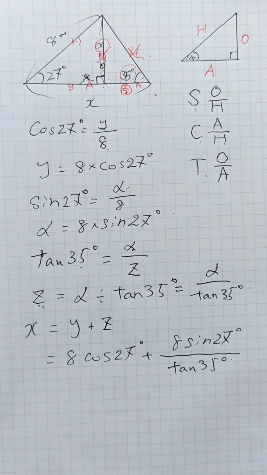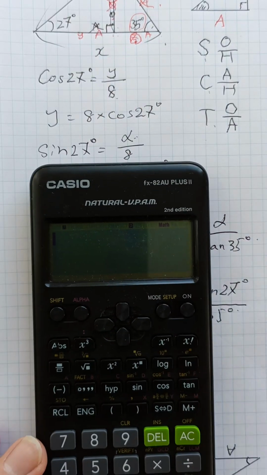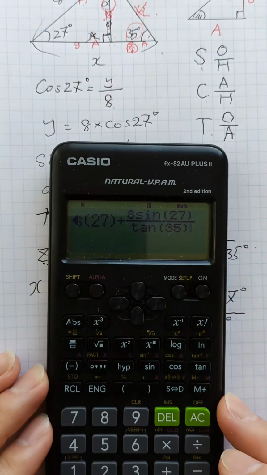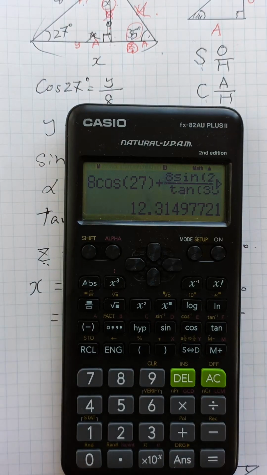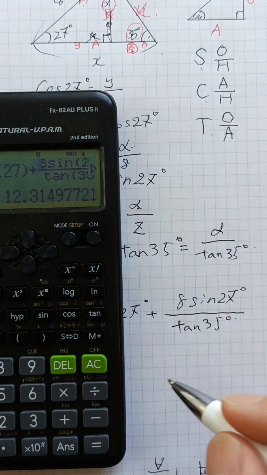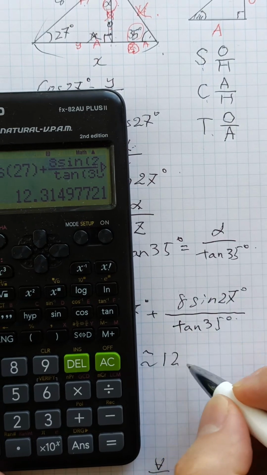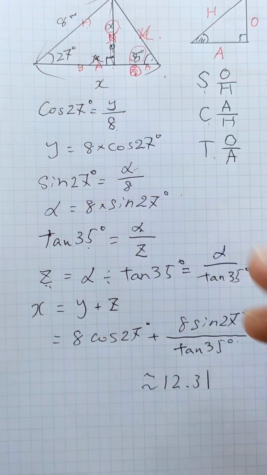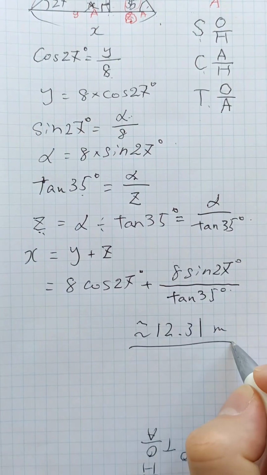Okay, now I type it into the calculator here. Right, so I just typed exactly the same thing, and if you press equal, this is 12.314. Let's say 12.31, and this one was in meters, so the answer is 12.31 meters. This is the answer.